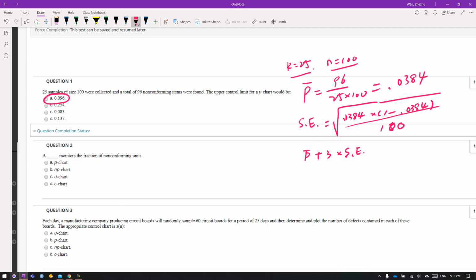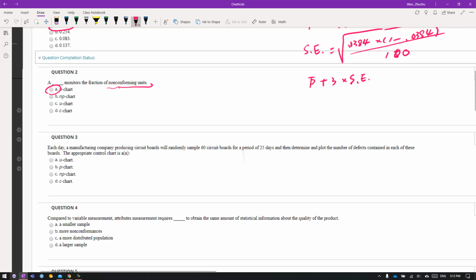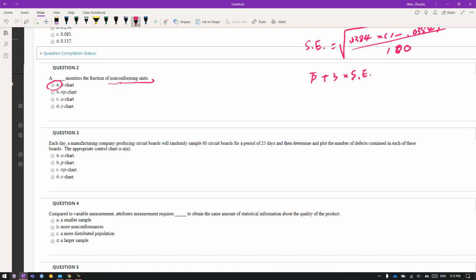Okay, hope all of you made it correct. The p chart monitors the fraction of nonconformances. Only P here monitors the fraction of nonconformances. Other things are monitoring the count.